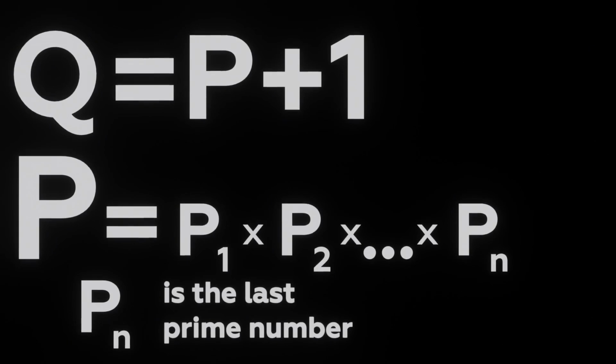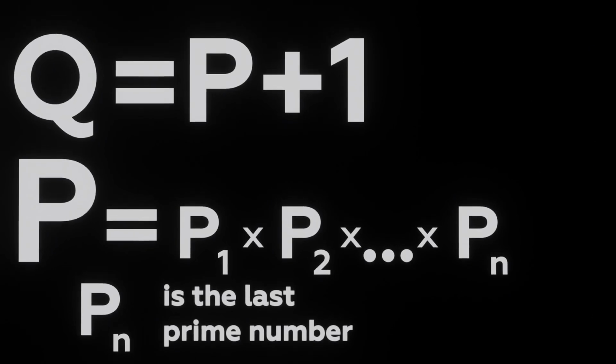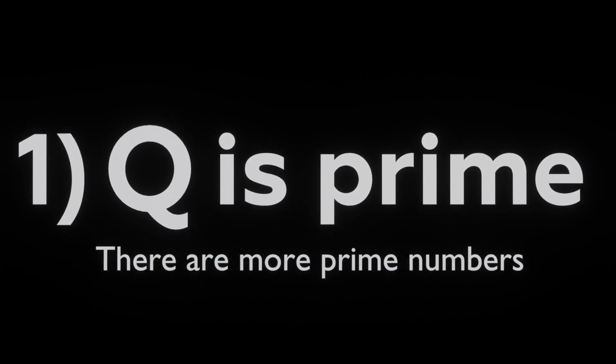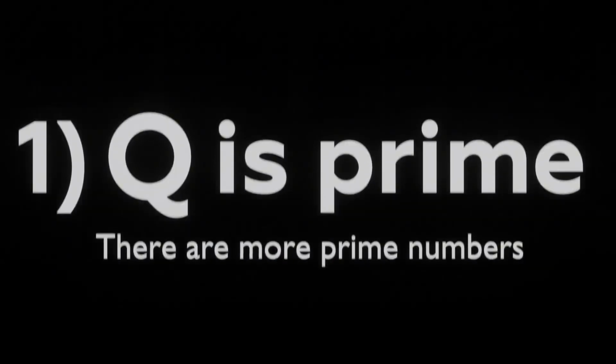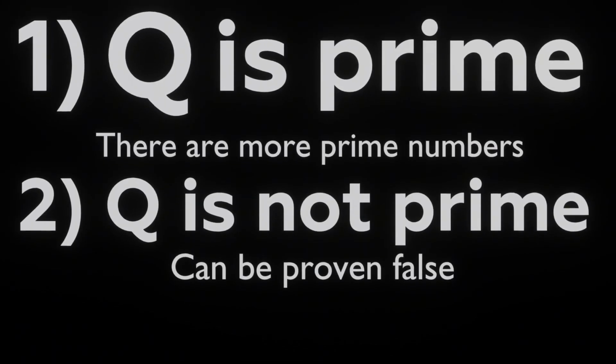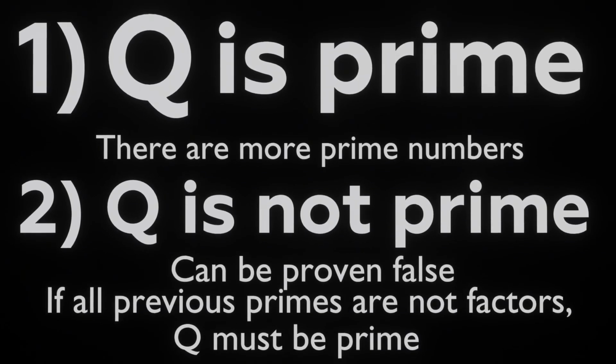This allows for two possible scenarios. The first scenario states that Q is prime, which means that there are more prime numbers. The second scenario is that Q is not prime. However, this can be proven false. If all of the prime numbers before it are not its factors, then it must be a prime number. And so, the amazing Euclid's theorem was born.